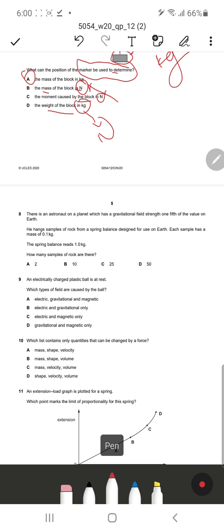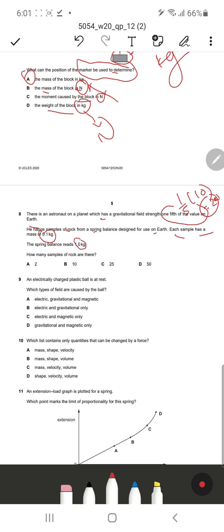Okay, next question. It says there is an astronaut on a planet that has a gravitational field strength 1/5 of the value of Earth. So 1/5 of 10 is just 2. Then it says he hangs a sample of rocks from a spring balance designed to use on Earth. Each sample has a mass of 0.1 kilograms. So mass stays constant on any planet, only the weight changes. That's something we need to understand.